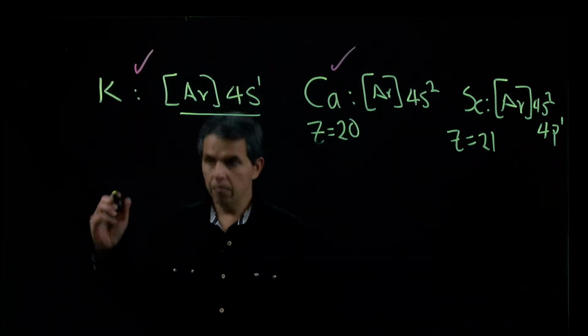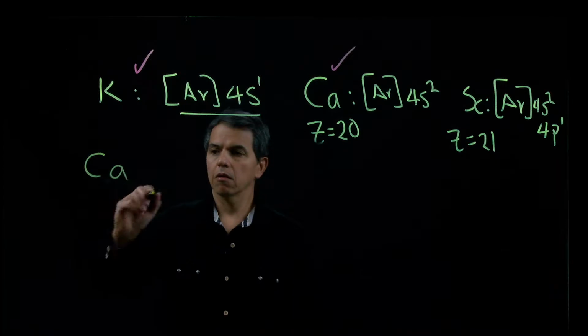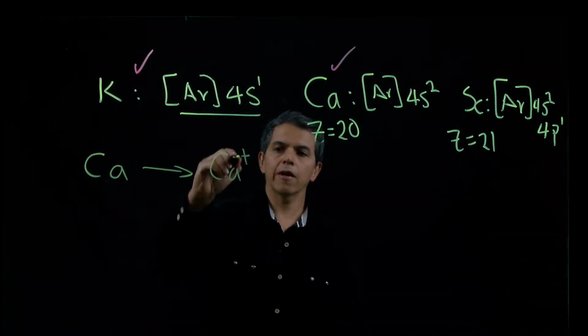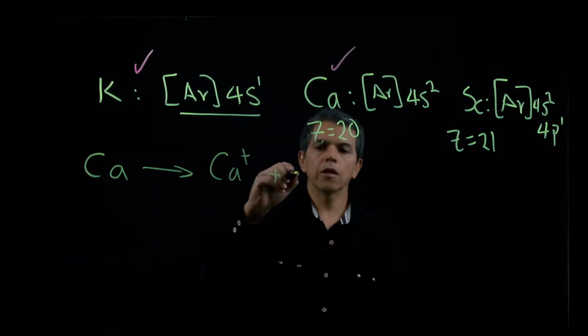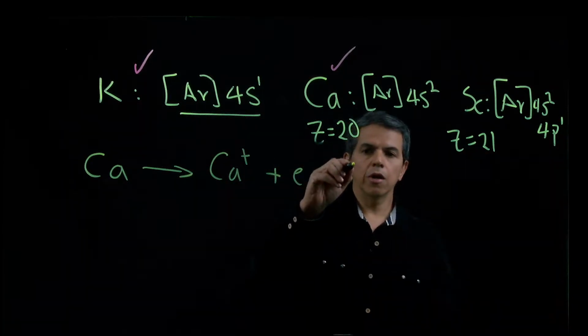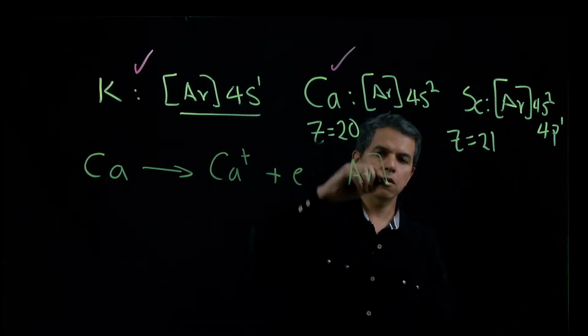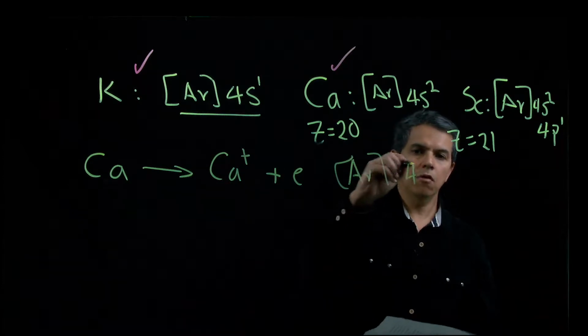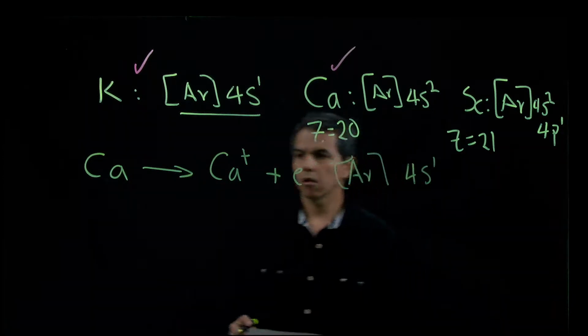For calcium, the first ionization energy corresponds to the formation of calcium ion plus 1 electron. The electronic configuration that we'll have for calcium ion plus is that of argon, and a 4s1 electron.